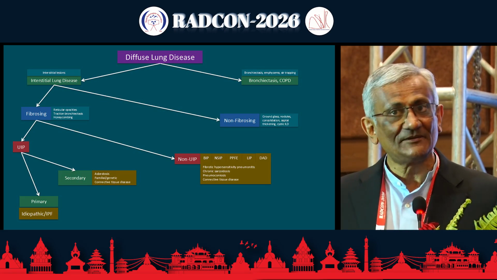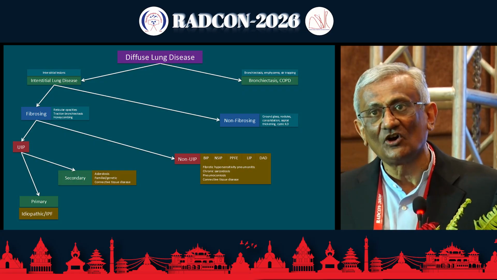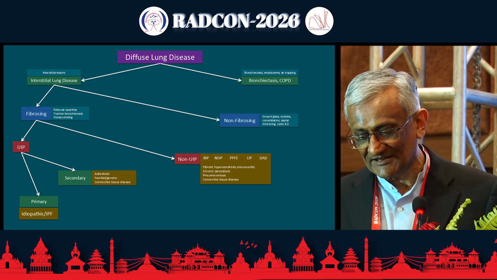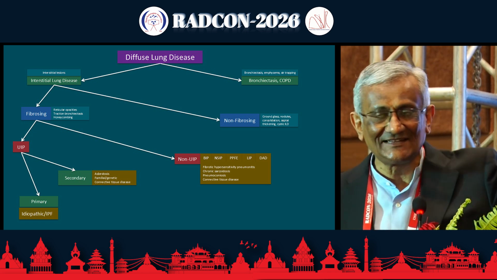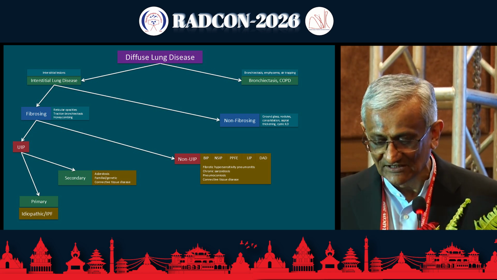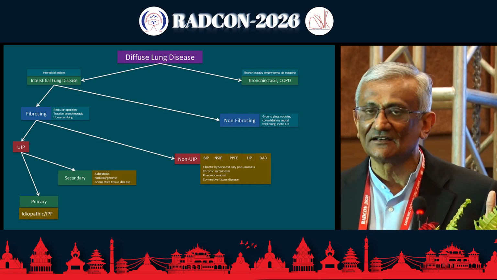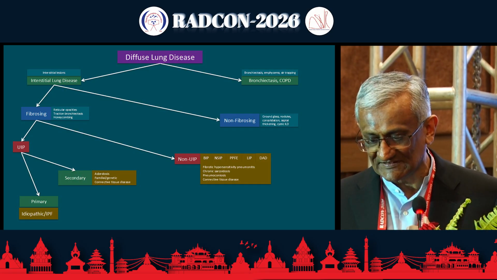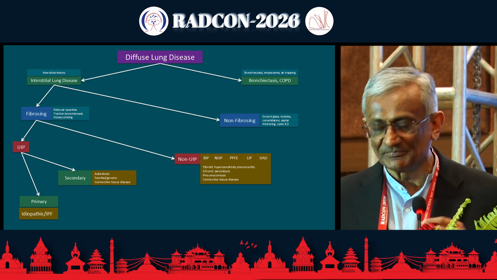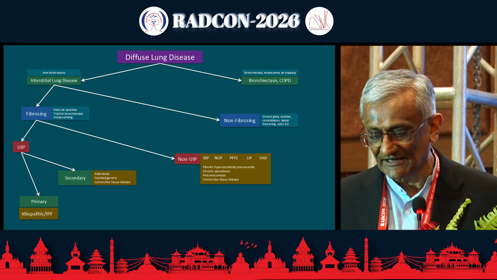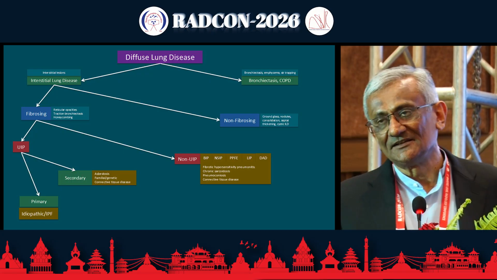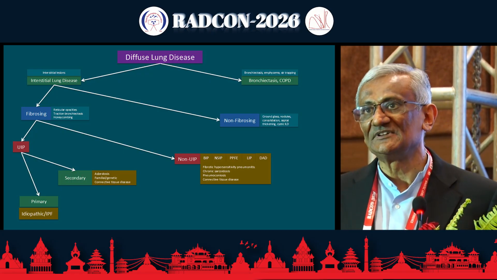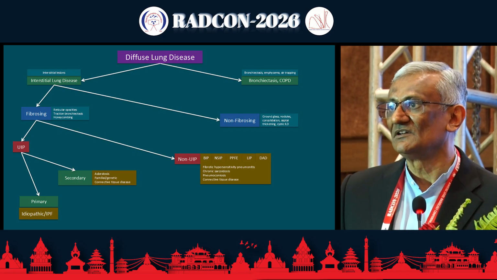If it's non-UIP, the commonest 2 non-UIPs are BIP and NSIP. BIP is the old HP pattern, but it's pretty much the same pattern. It's just the name that has changed. And NSIP typically occurs with connective tissue disease, and we should know how to pick up chronic sarcoid and pneumoconiosis as well. All of these images, all of this happens only when we have high quality images.